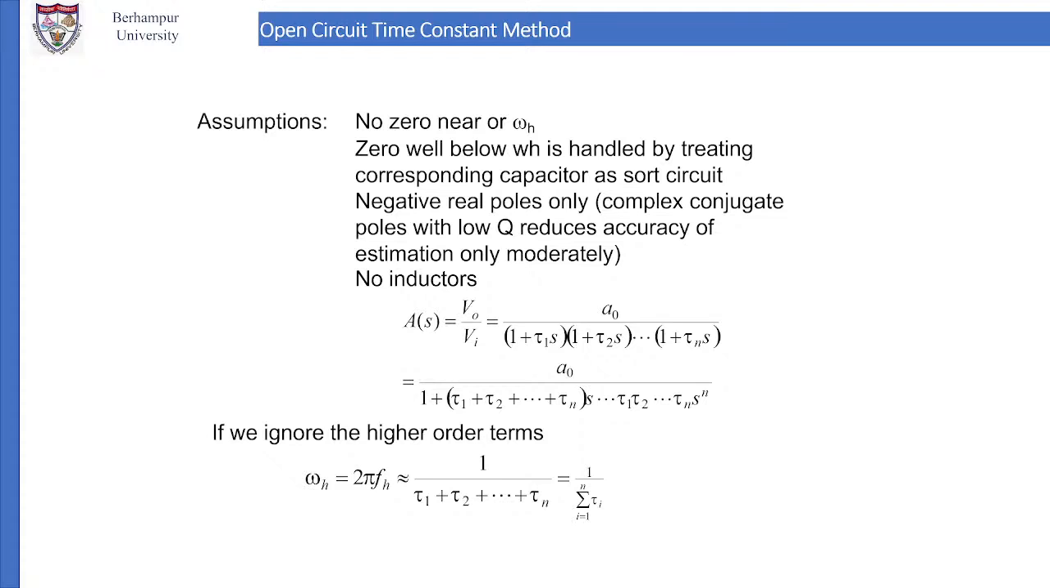Now if we ignore the higher order terms in the denominator, omega h, which is equal to 2 pi f h, will be approximately equal to 1 upon tau 1 plus tau 2 plus up to tau n. Or you can say 1 upon the summation over i of tau i, i equal to 1 to n. So omega h or 2 pi f h is approximately 1 upon tau 1 plus tau 2 up to tau n.